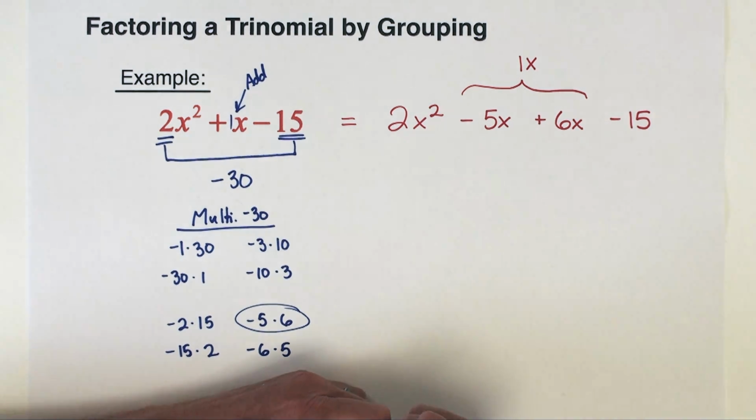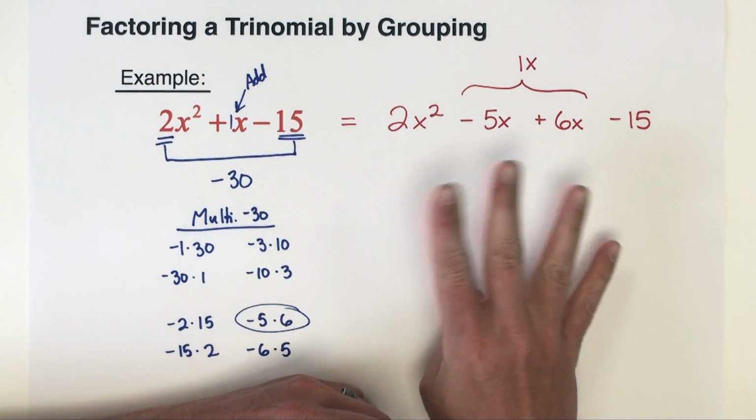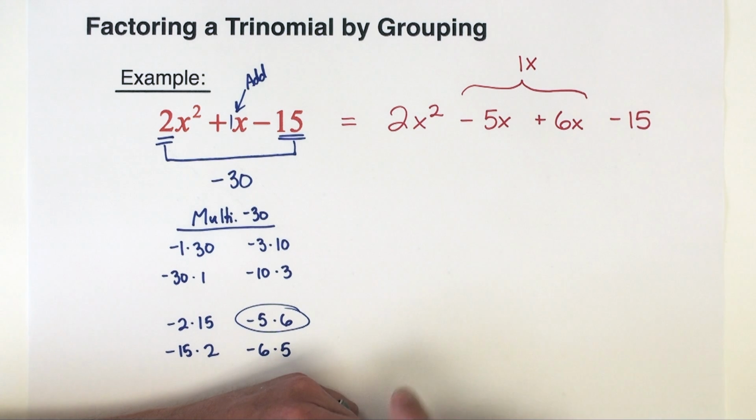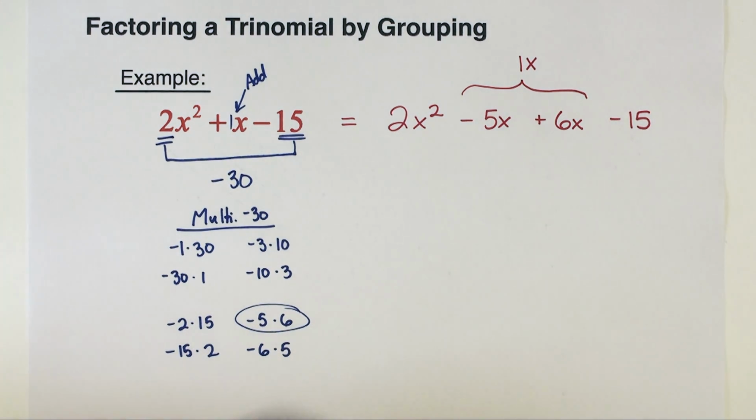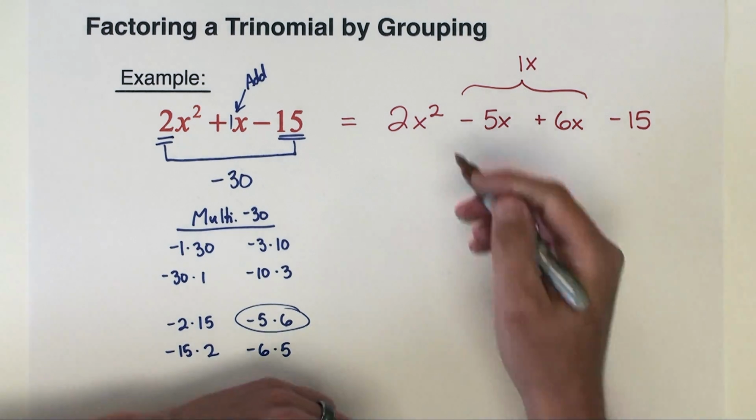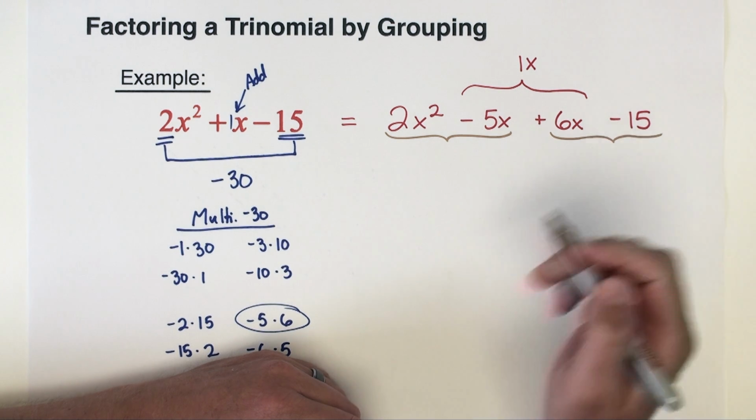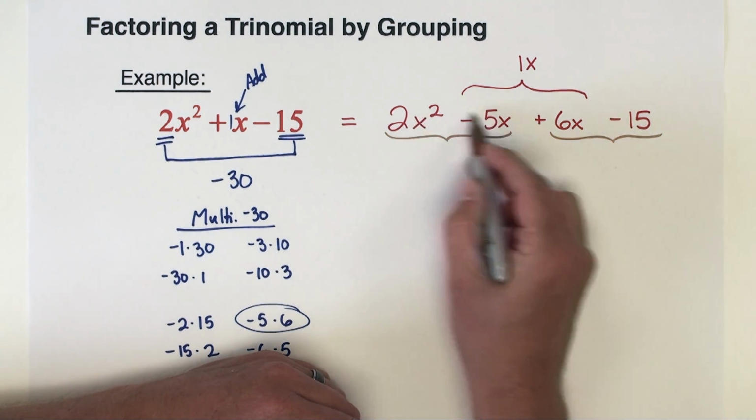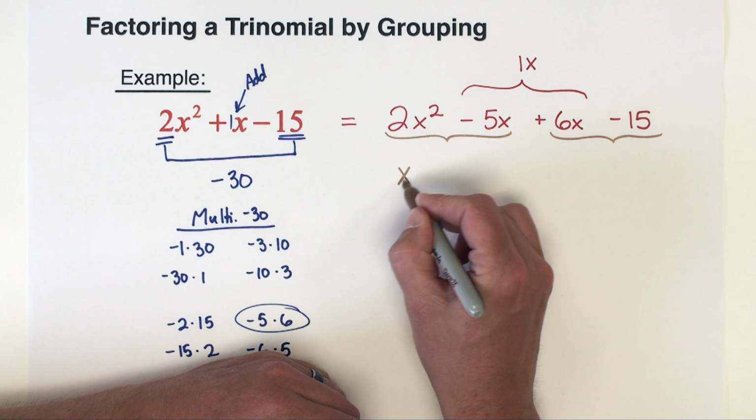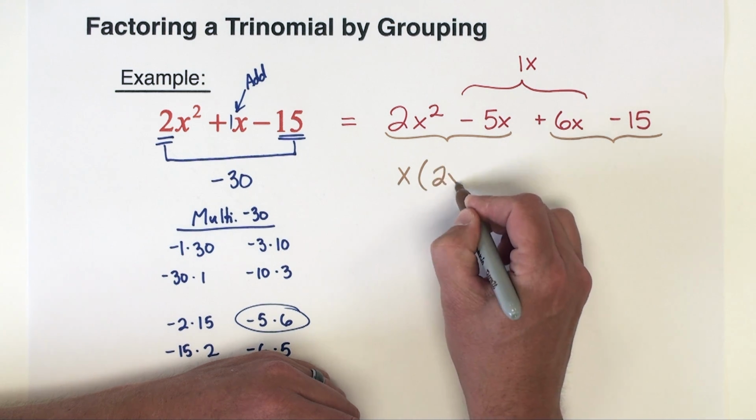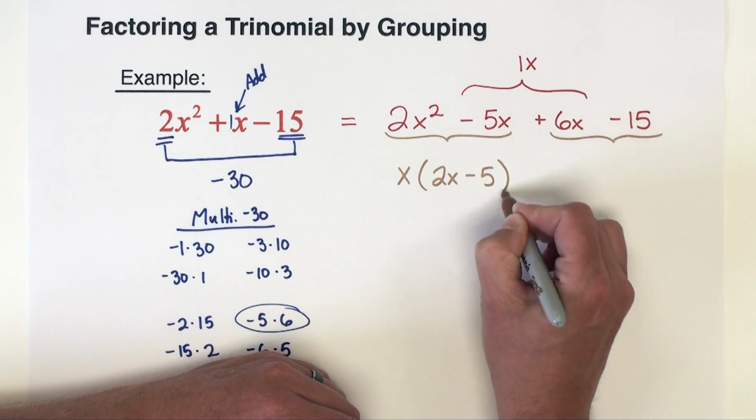But by doing that, I've now created 4 terms, and since there are 4 terms, we can use a grouping technique. So how do we do that grouping technique? Again, let's review that in this problem. I'm going to take the first 2 terms and the second 2 terms. What's common here is x. I'm going to take that out and leave 2x minus 5.